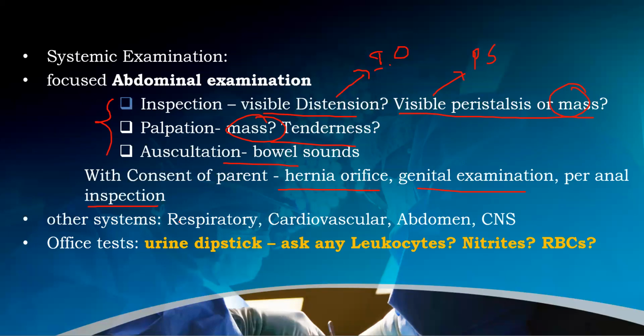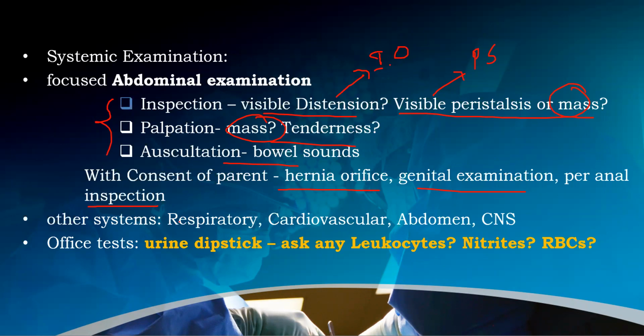Sometimes it will give you an idea, especially if it is an intussusception baby. They can have red currant jelly-like stool, and if you just open up the anal area, you will see that the red currant jelly-like stool is coming out. So that's why we do the per-anal inspection. In children, we will not do a per-rectal examination.